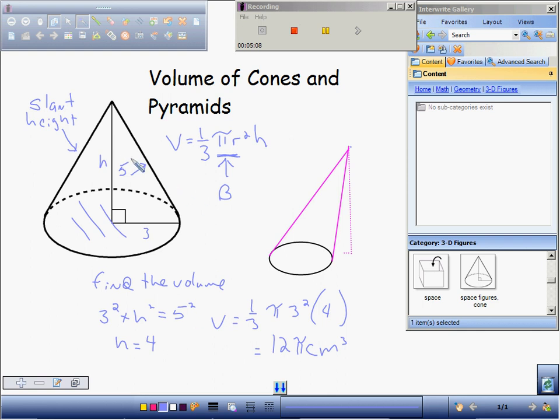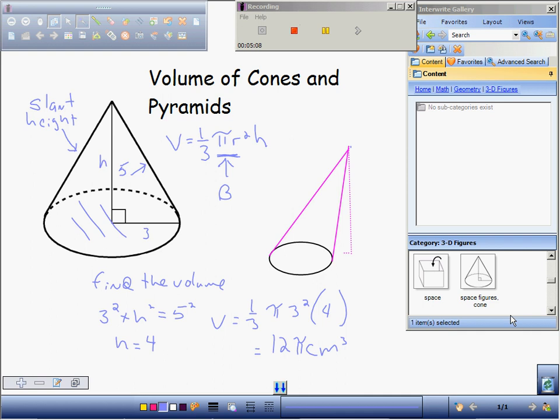They get a little more complicated than that, but I'll let you work on these. I'm just going to do one more example, and then we're going to be done. Find the volume of the hexagonal pyramid.